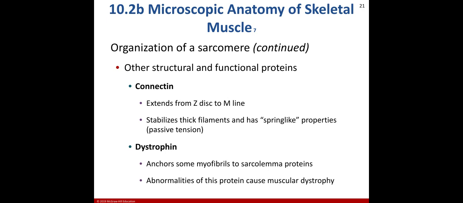There's also something called dystrophin, which is going to anchor myofibrils to the sarcolemma proteins. If there is an abnormality in dystrophin, you get muscular dystrophy.